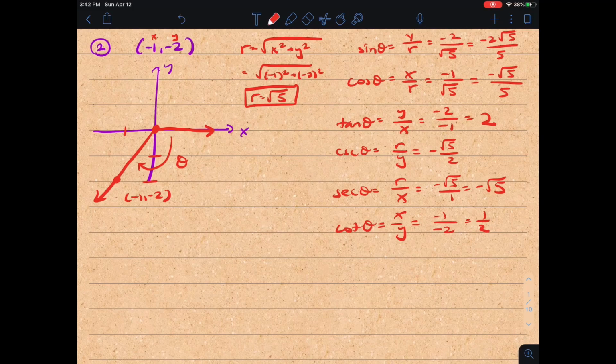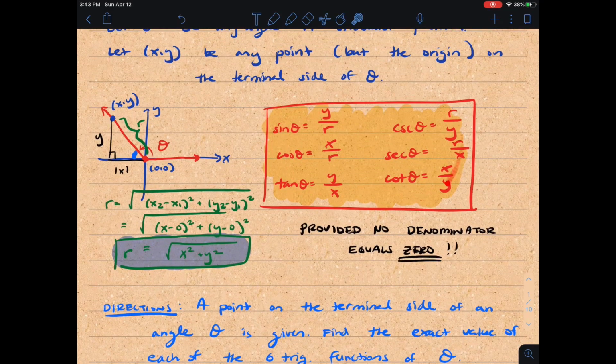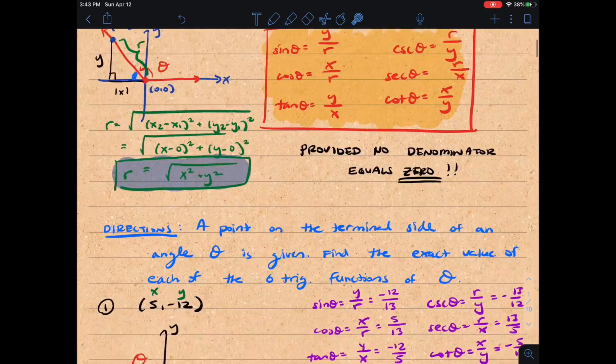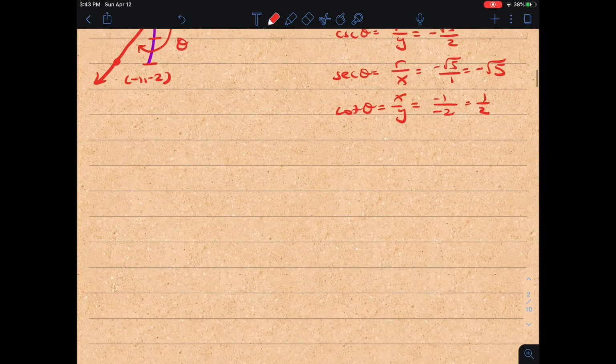Hopefully you're able to do those correctly. If you made any mistakes, go back, look at what you did wrong, and make sure you understand how we're using these definitions here to find the 6 values of theta. We're going to look at one last example.